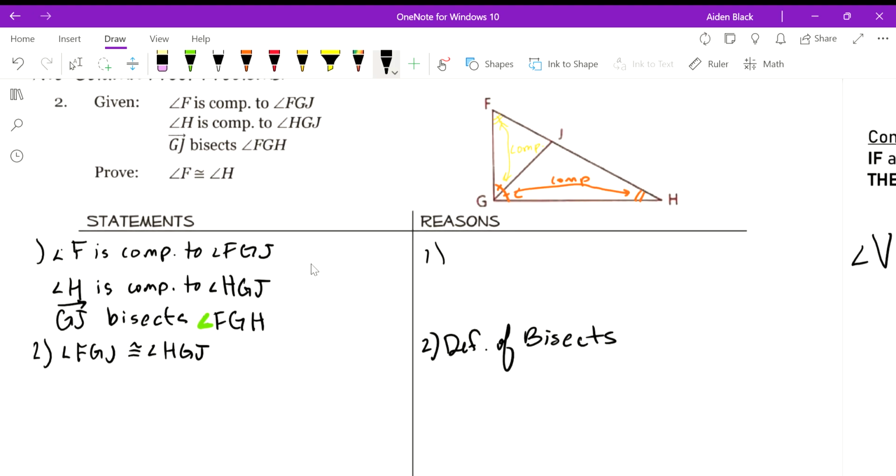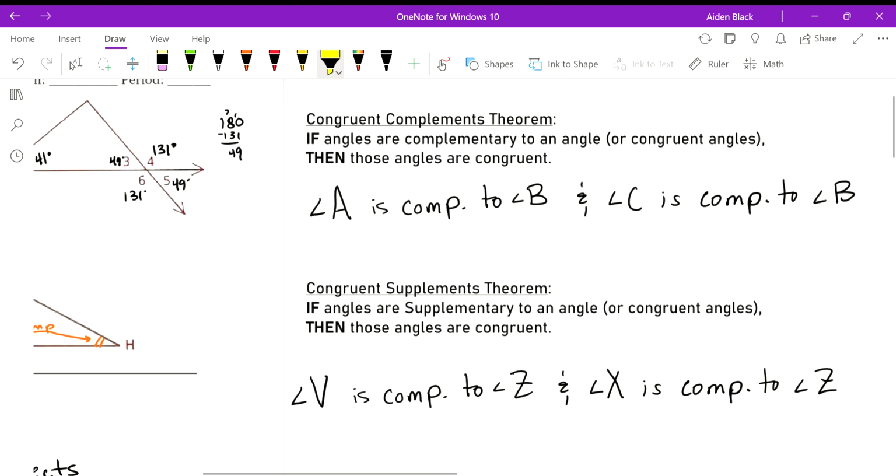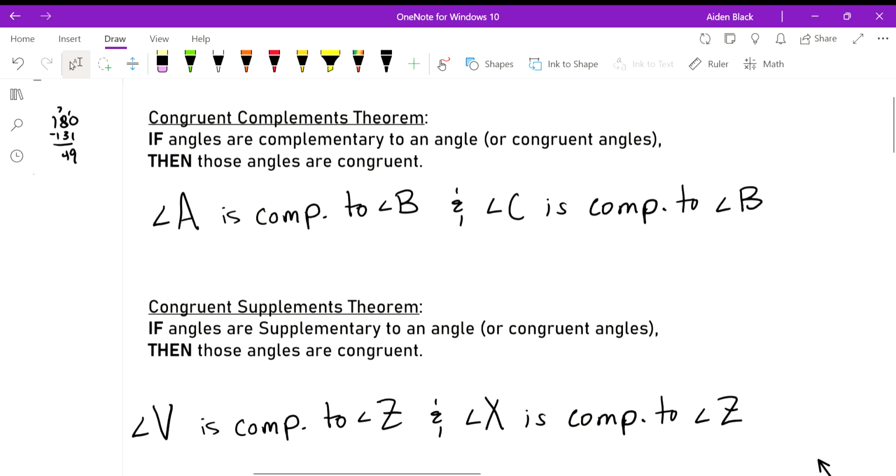Now, before we finish this proof, because we're actually ready, all this information is primed. We know these are complementary, we know these are complementary, and then we know that those angles that they're complementary to are congruent. Let's look at the congruent complements theorem. If angles are complementary to an angle or congruent angles, then those angles are congruent.